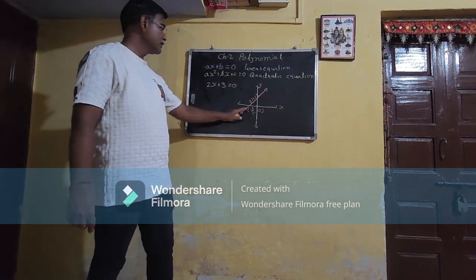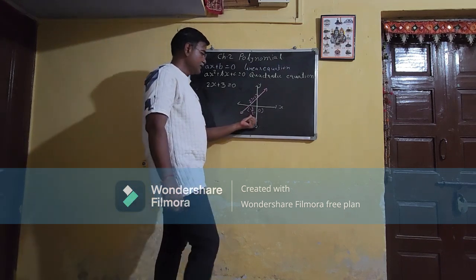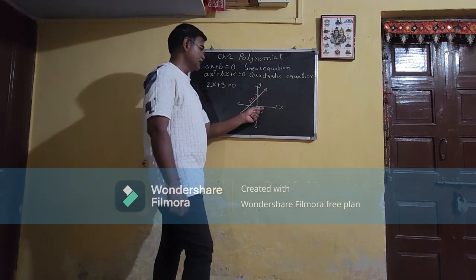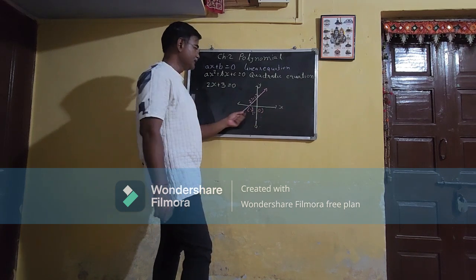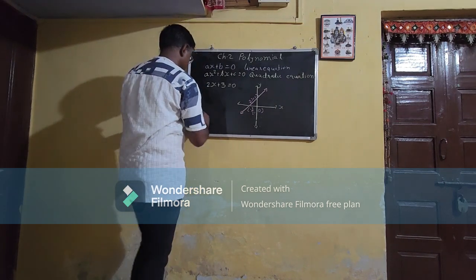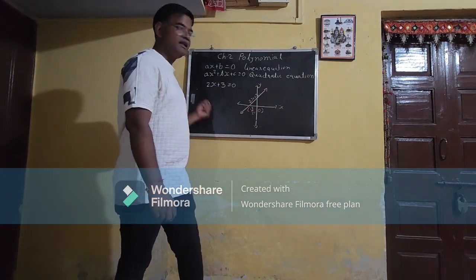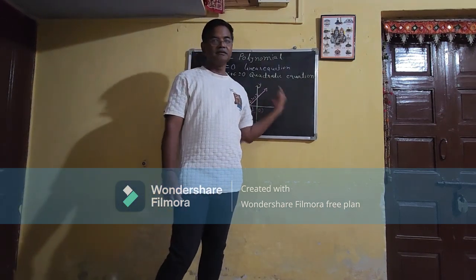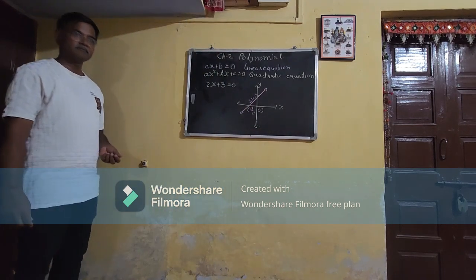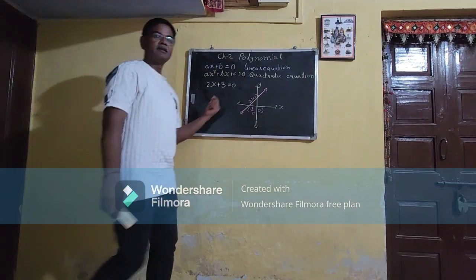So 2x plus 3 is equal to 0. Its x coordinate is minus 3 upon 2 and y coordinate is 0. So minus 3 upon 2 is our zero. Do you understand this? So please note down all this theorem. Now, have you noted it down?